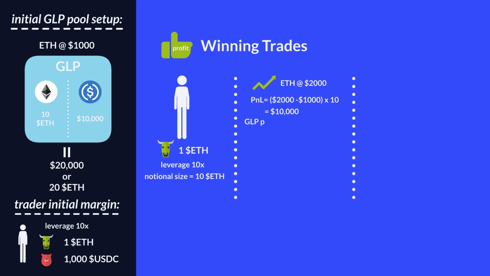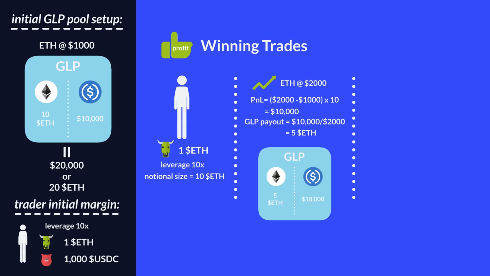The GLP pool would then pay out $10,000 divided by the ETH price of $2,000, which is 5 ETH, to the trader. As a result, the GLP pool now only has 5 ETH left and 10K in USDC, which still amounts to a total of $20,000 in USD value, but with 50% less ETH.